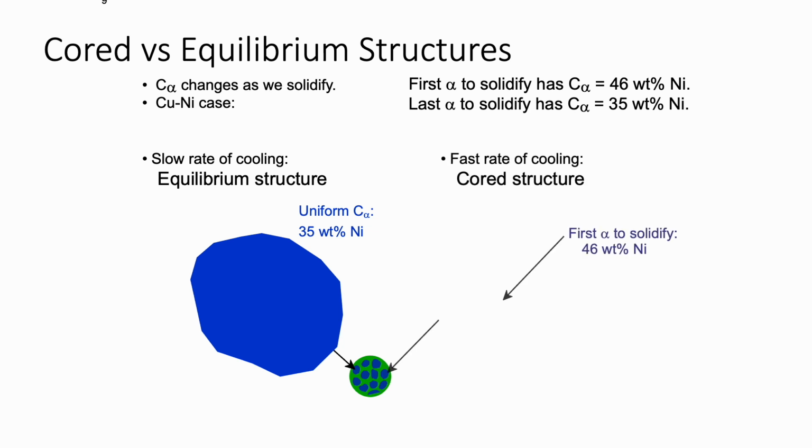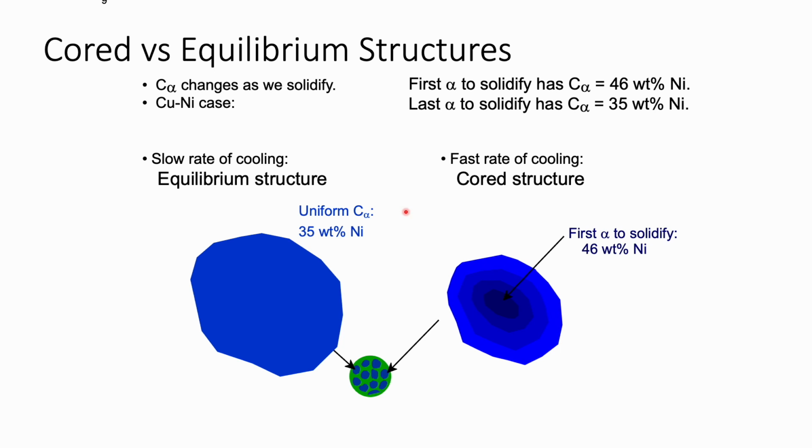That's why we say for the real processing, we have the structure of a grain. Either follow the figure on the left here, where everywhere we have the uniform composition, 35% of nickel, if the diffusivity in solid phase is also high enough during the transition to enable the redistribution of the atoms in solid phase.